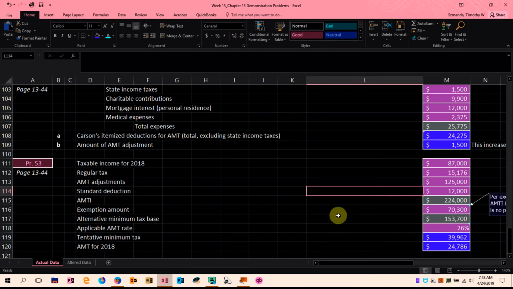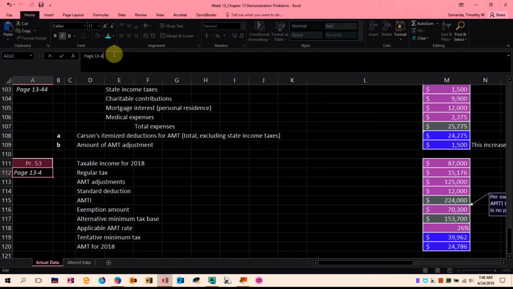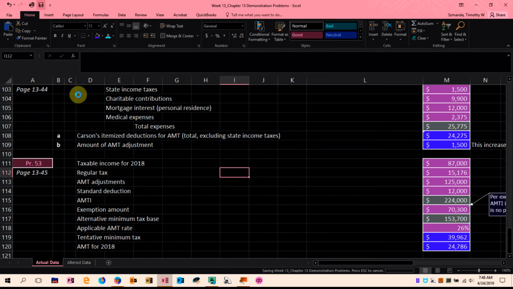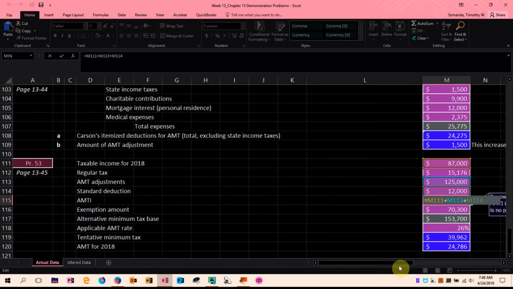And then down to 53 is at the top of page 1345. So we have taxable income 2018 of $87,000, regular tax. This is using the regular tax system of $15,176. AMT adjustments were given to us of $125,000. Standard deduction for the single taxpayer in 2018 is $12,000. So the alternative minimum taxable income.